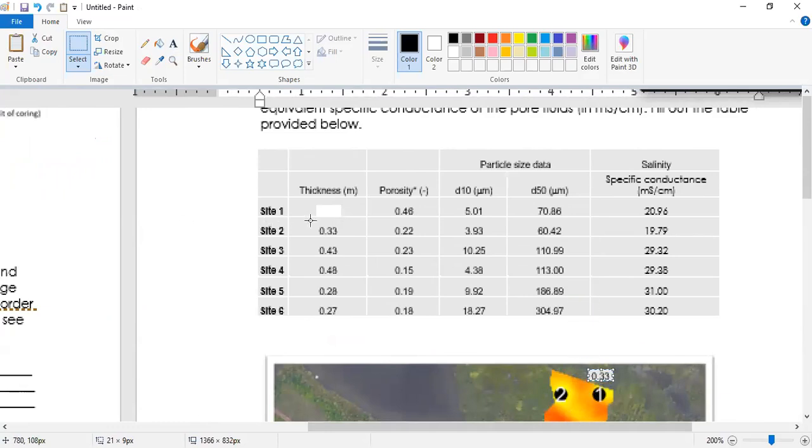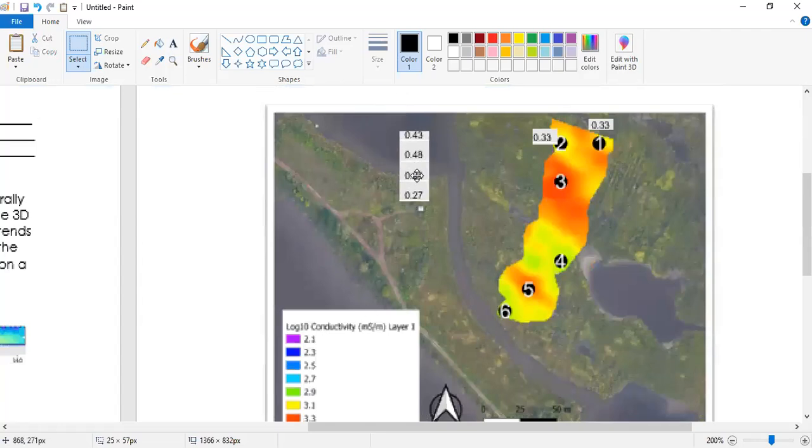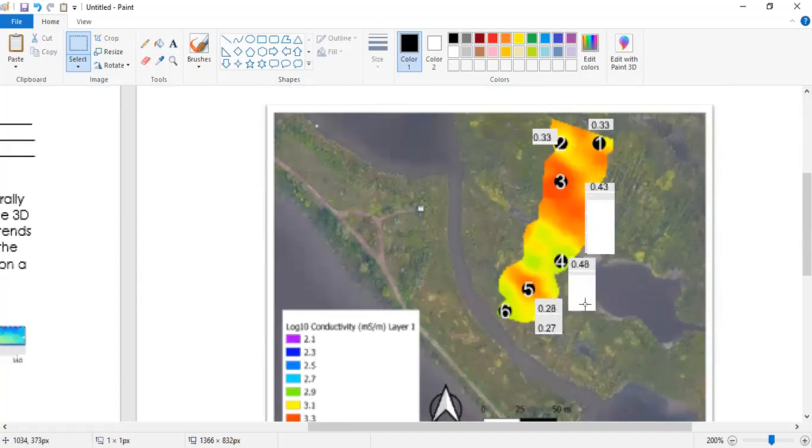0.33 there, 0.33 here. So are these numbers similar? And these are the other values for sites 3, 4, 5, and 6. So 3 has a value of 0.43. 4 has a value of 0.48. And 5 and 6 have these two values. So if you are to make sense of whether they're correlatable, what will you say? Which values are similar and which values are not?